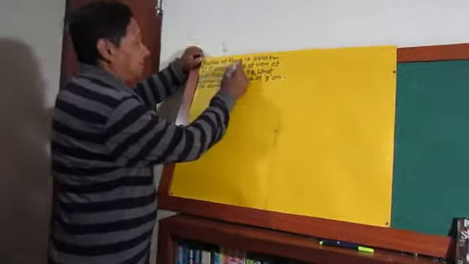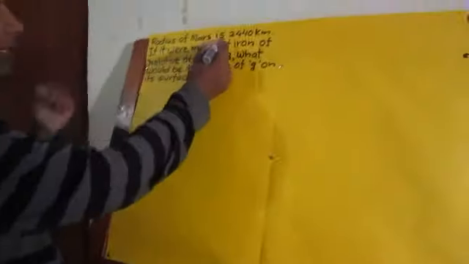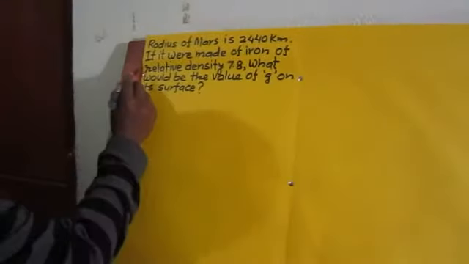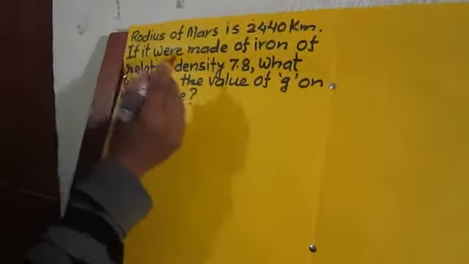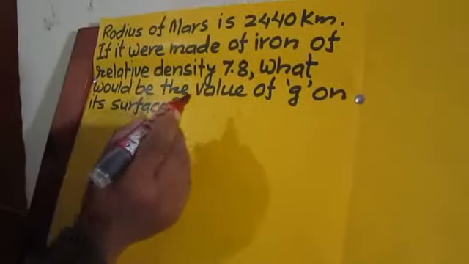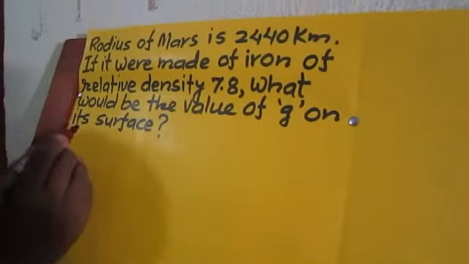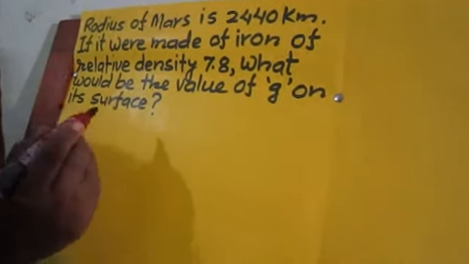Radius of Mars, one of the planets, is 2440 kilometer. If it were made of iron of relative density 7.8, what would be the value of G on its surface?